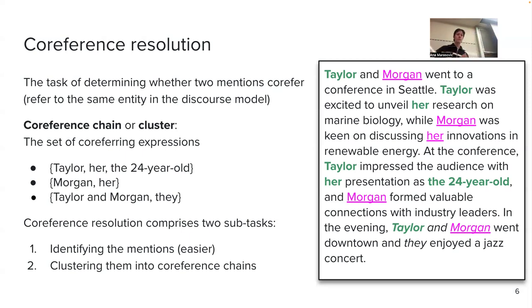So yeah, super, super important task, coreference resolution. There are multiple related tasks to coreference resolution, and I will go over each one of them just to introduce them before we go into how we can build an NLP tool for doing coreference resolution. So this is now a slight digression into related coreference resolution tasks.